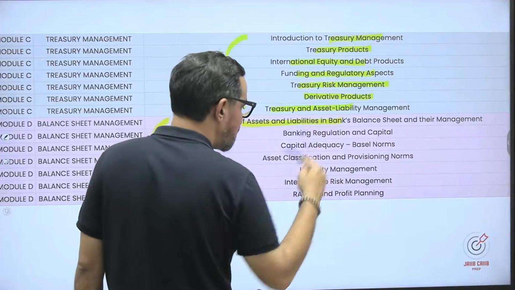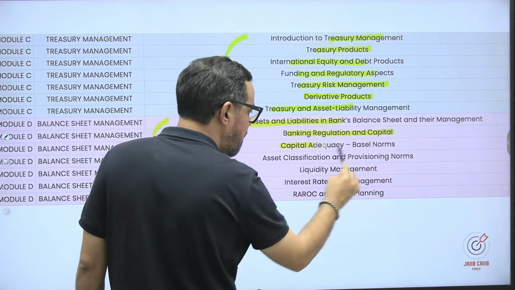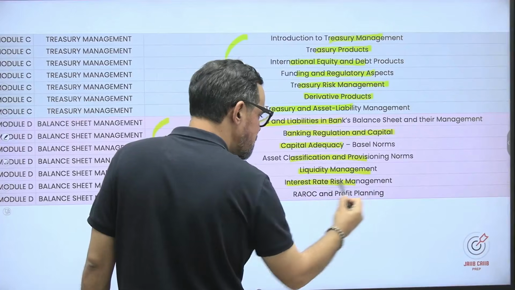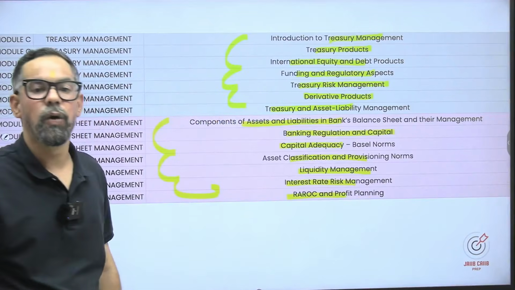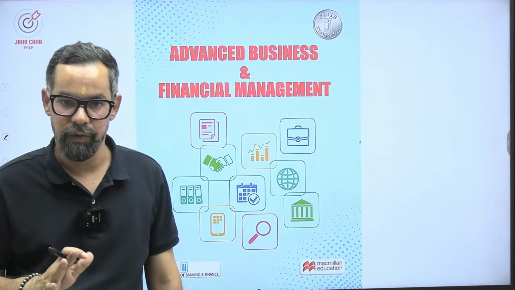So assets and liabilities in bank balance sheet. Then we have banking regulation, capital adequacy, asset classification and provisioning, liquidity, interest rate risk, and RAROC and profit planning. So these are the topics which are generally part of your BFM, right?